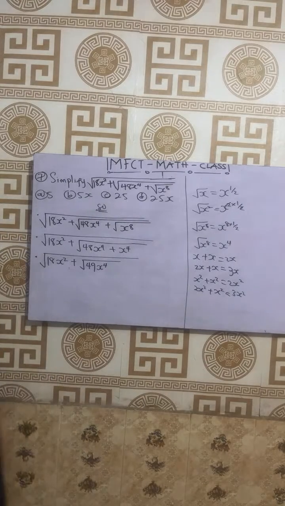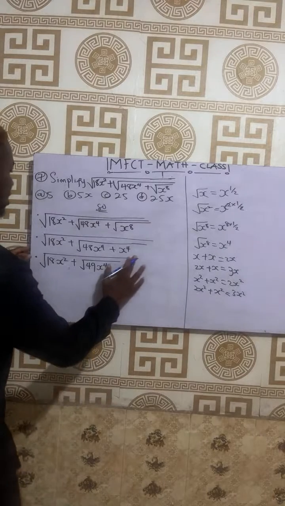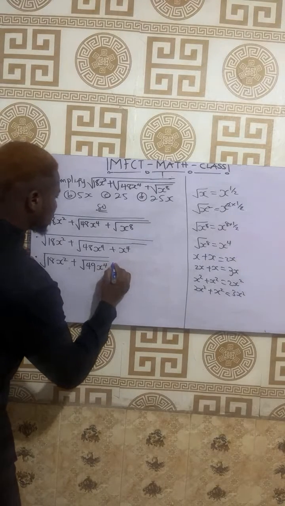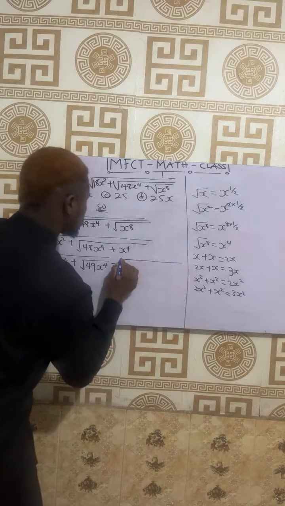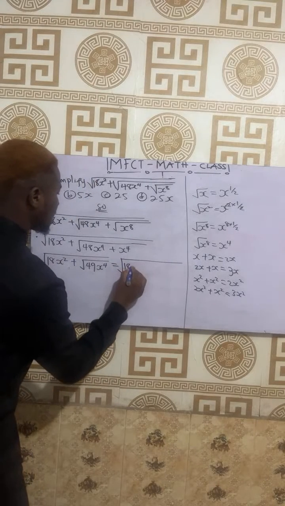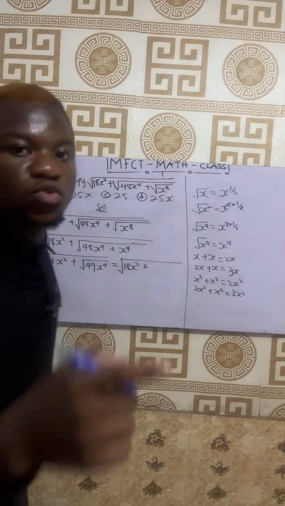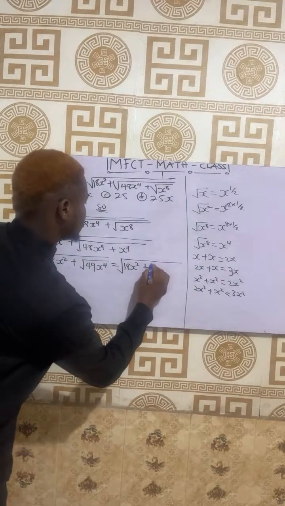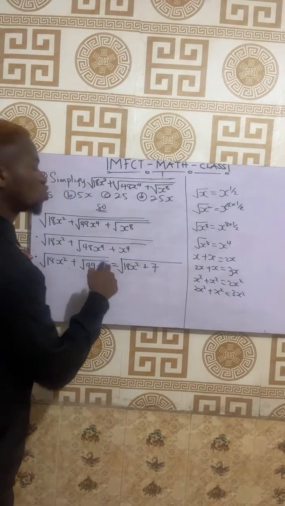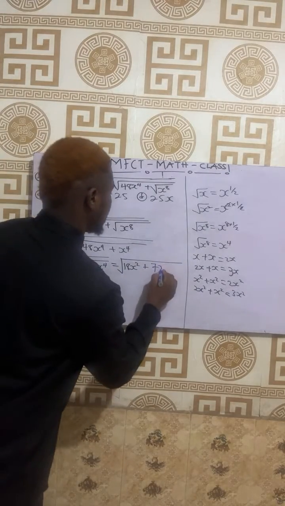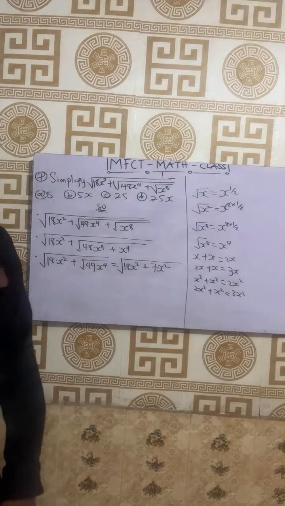Guys, are we there? You see that this particular question is very simple, but if you don't know the approach, it will seem somehow hard. Now, this expression can then equal square root of 18x squared plus, guys, what is root 49? Root 49 is 7. Now, what is root x raised to power 4? That is x squared.